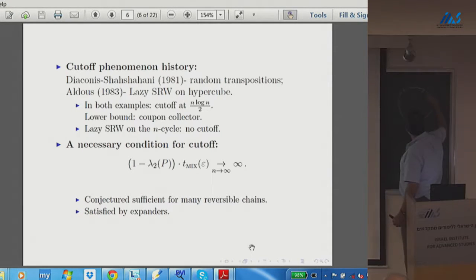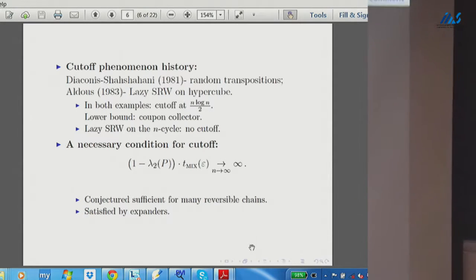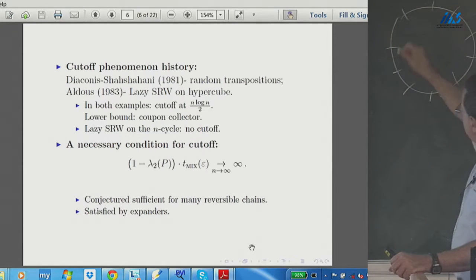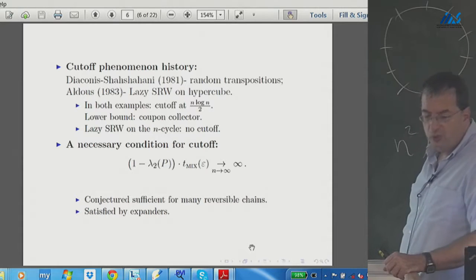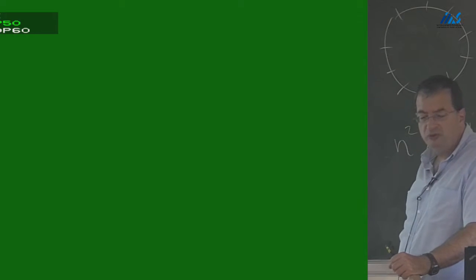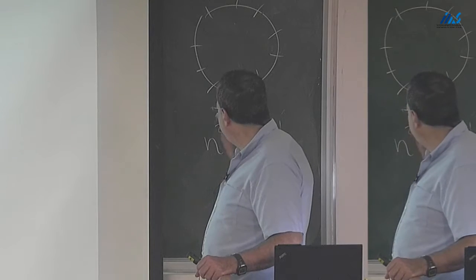One simple example. We always want our walks to be irreducible and aperiodic. So take lazy random walk on a cycle. From every vertex, with probability half you stay in place, and with probability quarter you move to each of the neighbors. The mixing time is of order n squared, and there's no cutoff. T mix of epsilon will be of order n squared log 1 over epsilon. If you want epsilon which is a quarter, you have to run a certain time. If you want epsilon which is 1 over a billion, you'll have to run much longer. So this is an example without cutoff.